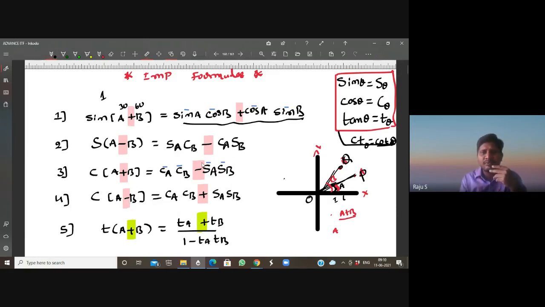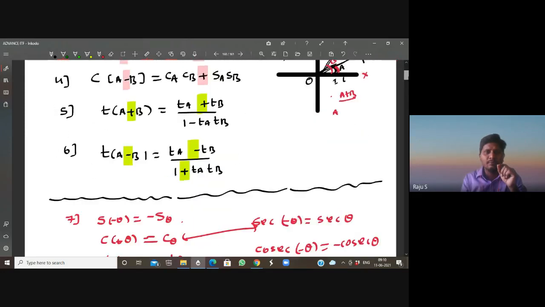And also I told you yesterday, for sine it is very easy to remember: plus, plus. For sine, whenever it is plus here, it is also plus there; whenever it is minus, it is also minus. But for cos it becomes opposite: plus becomes minus, minus becomes plus. Tan will be the same again.